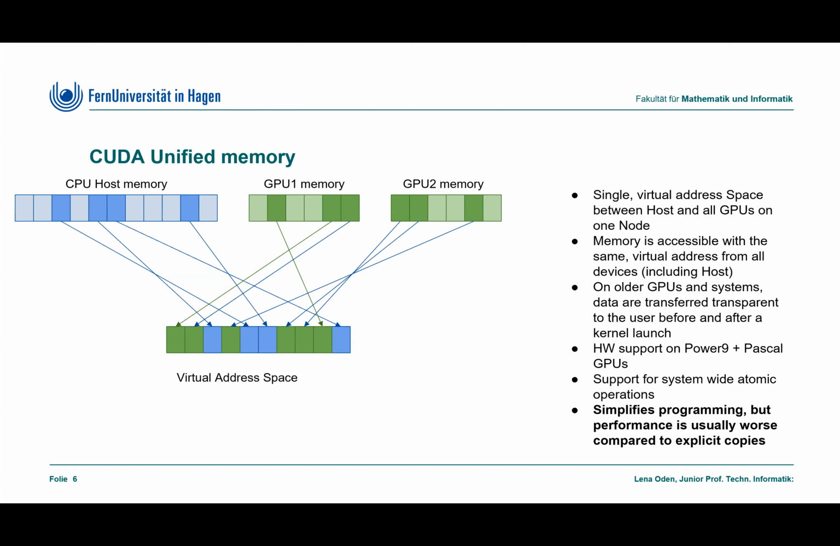On newer GPUs, you have some hardware support for this, like demand paging, where the pages are moved when they're accessed for the first time. In our test system, which is a Power9 with a Pascal GPU, this is basically the case. And even there, you have more efficient support, because you basically have one physical address space, so you can access all memories from all devices without transferring them.